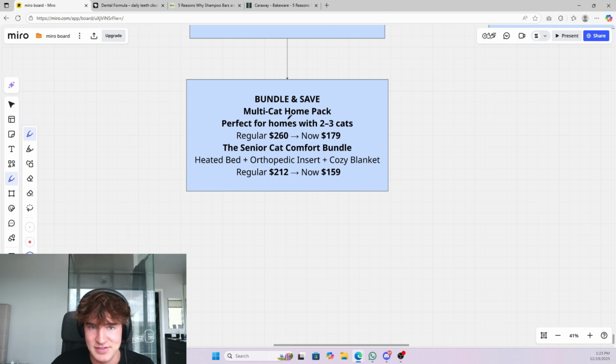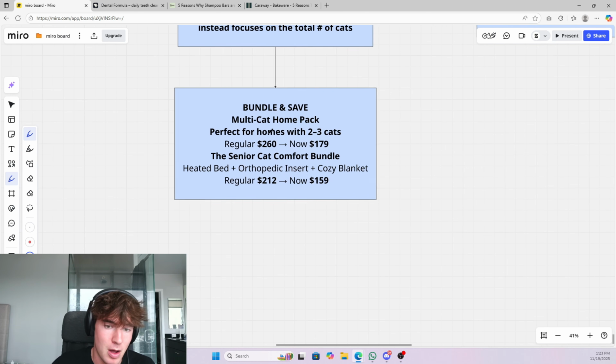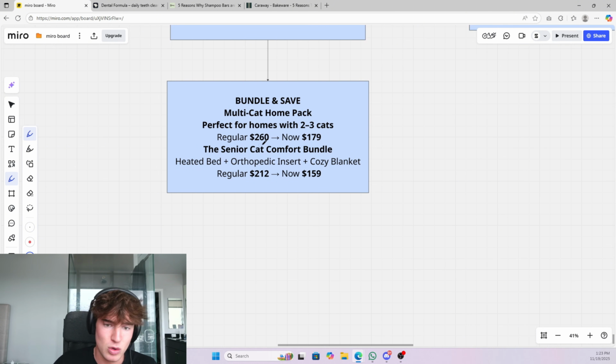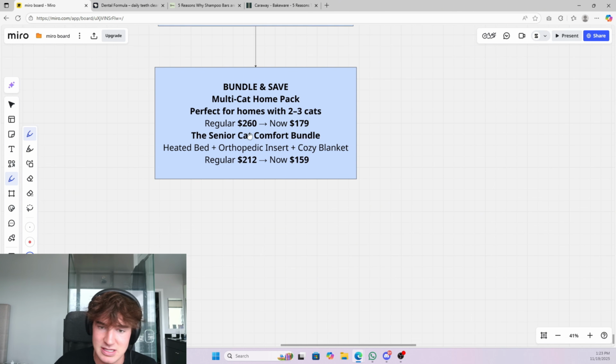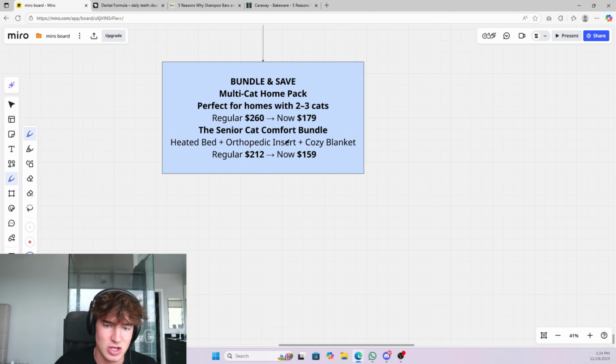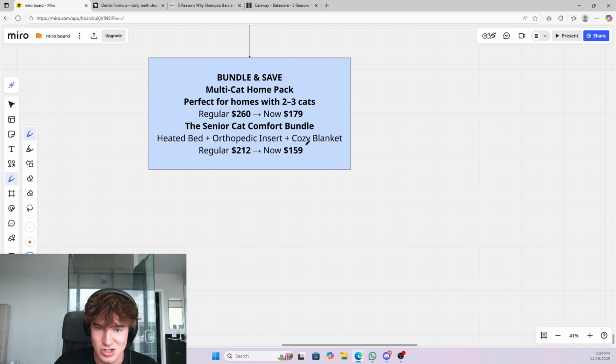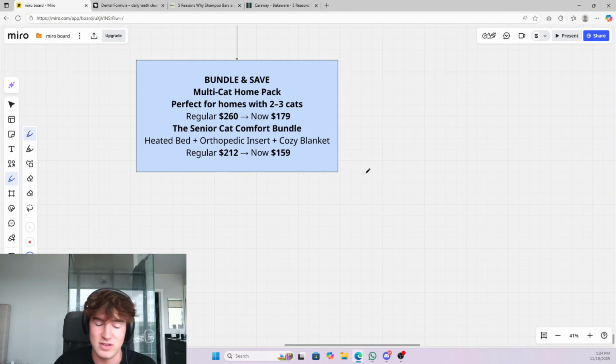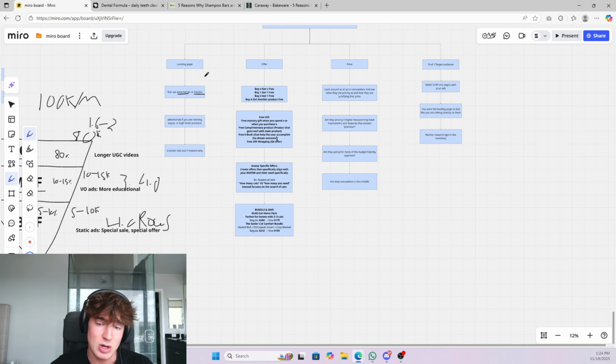For this, obviously same example as the cat beds above: multiple cat home packs, perfect for homes with 2 to 3 cats. And then you also want to give a price discount, regular $260, now $179. Also, if you're trying to sell to a person with 1 cat, you could offer the senior cat comfort bundle: heating bed plus orthopedic insert plus a cozy blanket, regular $212, now $159. So these are some good offers that you guys can test out.